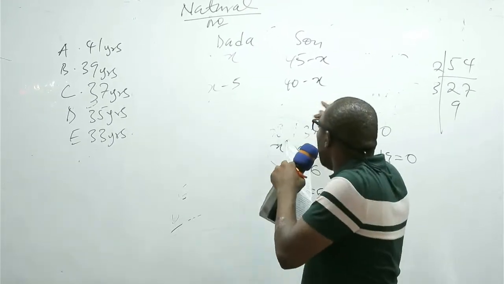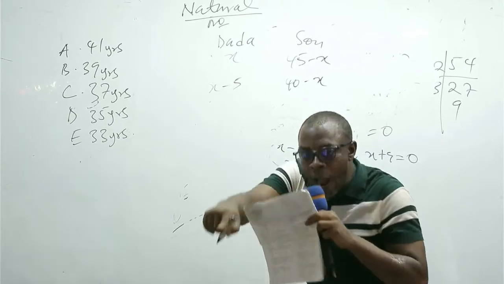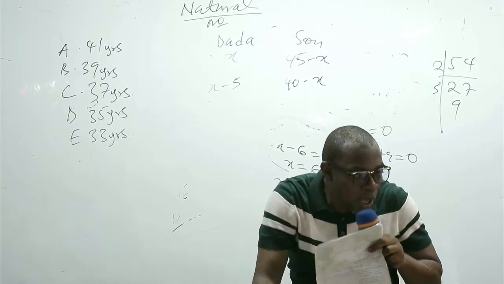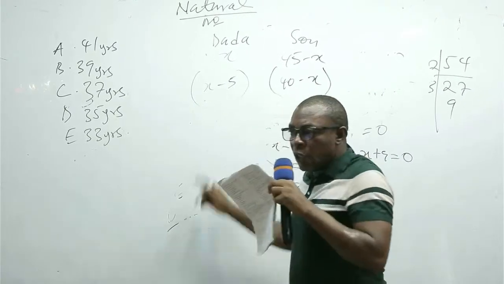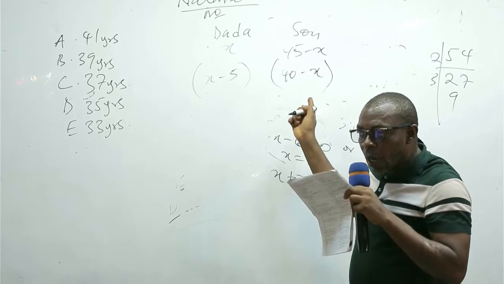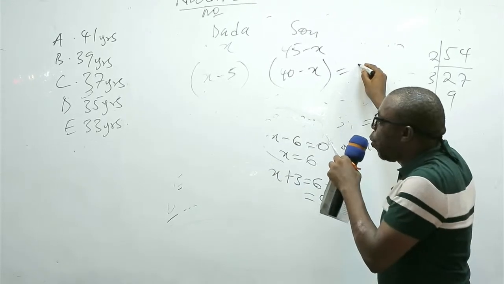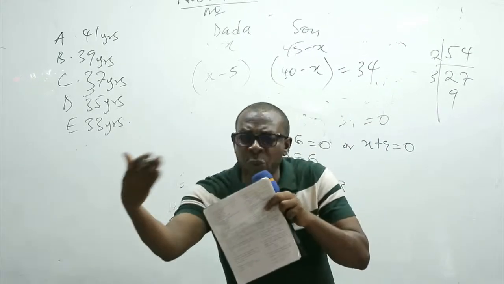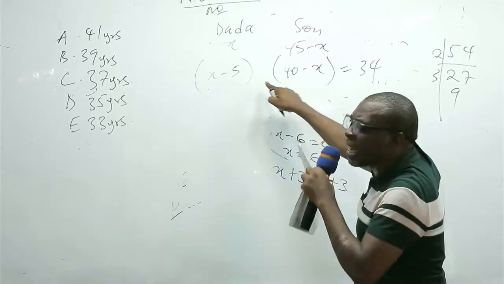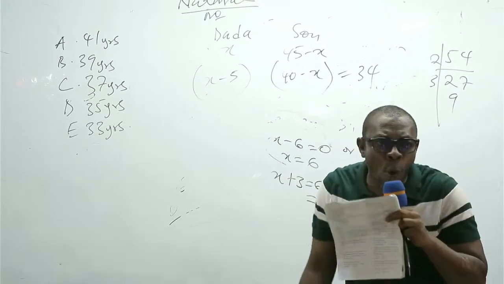But now, they said 5 years ago, what happens? The product. Let's go to product. Did you see product now? The product of their ages will give you 30. Now listen to me, listen to me. If you can get this, all other things shall be easy too.